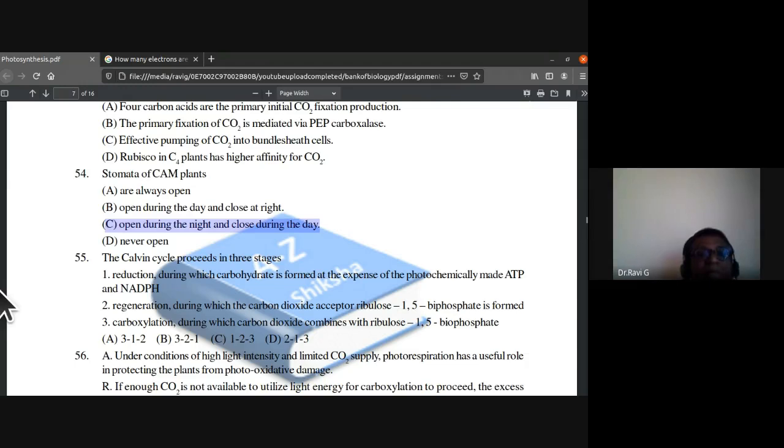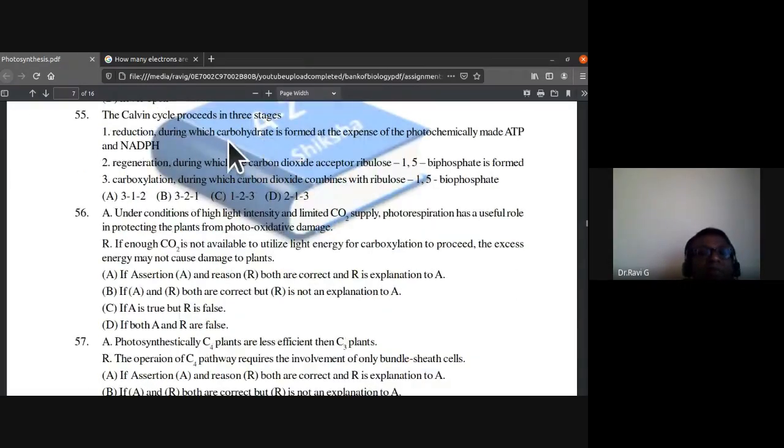55th: the Calvin cycle proceeds in three stages. So what are those?